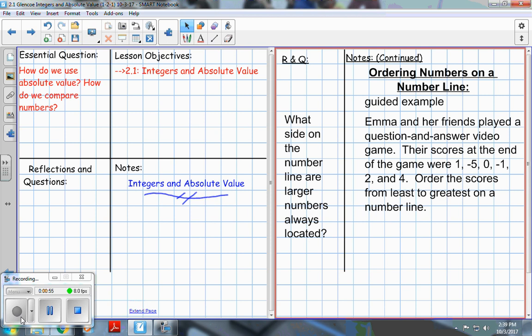So in our first example here, we're going to be ordering numbers on a number line. So go ahead and circle the numbers we care about in this word problem, and then we're going to start placing them on the number line. Awesome job. So hopefully you circled 1, -5, 0, -1, 2, and 4.